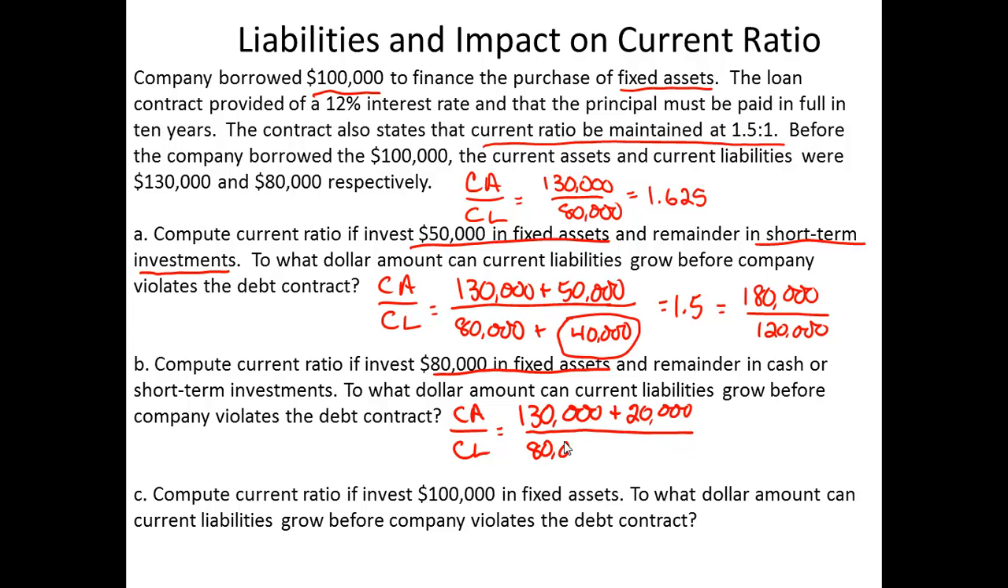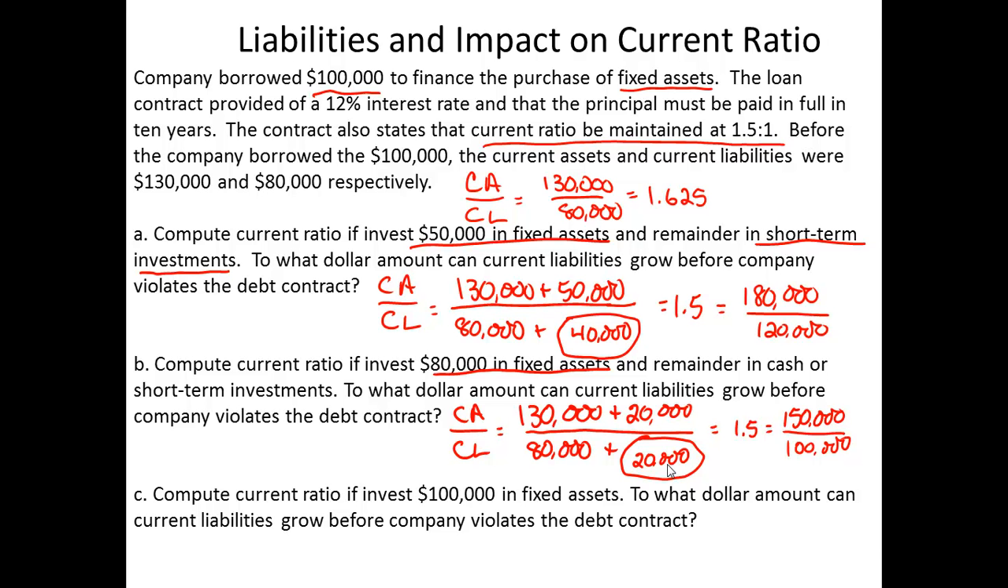Current liabilities are $80,000, and the question again is how large can those current liabilities grow and still maintain that 1.5 current ratio? Well, 130,000 plus 20,000 is 150,000. So current liabilities can grow to 100,000. Right now they're at 80, so they can only grow $20,000. So as you can see, the manager's flexibility of taking on additional debt becomes more limited.